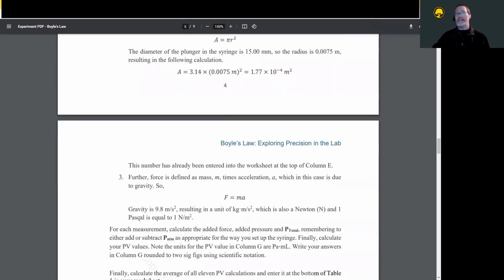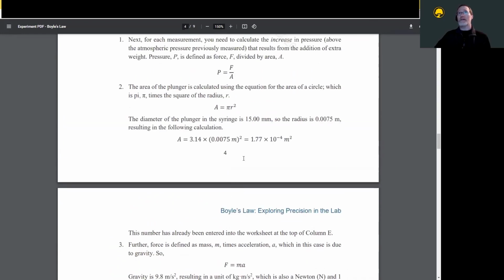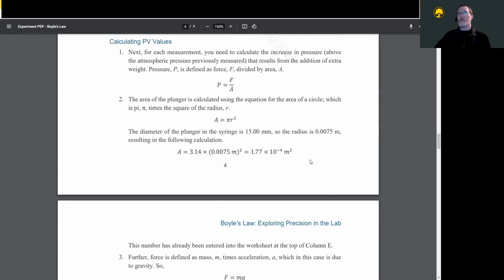A Pascal is a pressure unit that is 1 Newton of force exerted over 1 square meter of area. So the units here, Newton per square meter, is 1 Pascal of pressure. If we're keeping track, I can calculate Newtons here by taking my mass times 9.8 for gravity. Once I have force, I can divide that by area in square meters, which I know right there, and I'm going to get pressure in Pascal units. Okay.